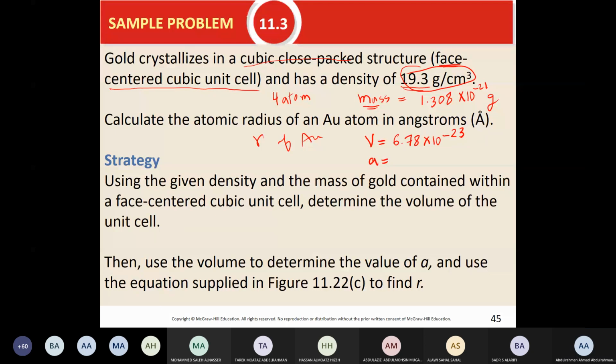What's A? What's A from the volume? It will be 4.07 times 10 to the power minus 8. What's the unit? Centimeter. Very good. A is actually, as we said, equal to the cubic root of the volume. Now we find A, calculate R. R is equal to what? Now you should say it's actually A square root of 2 divided by 4. What's R?